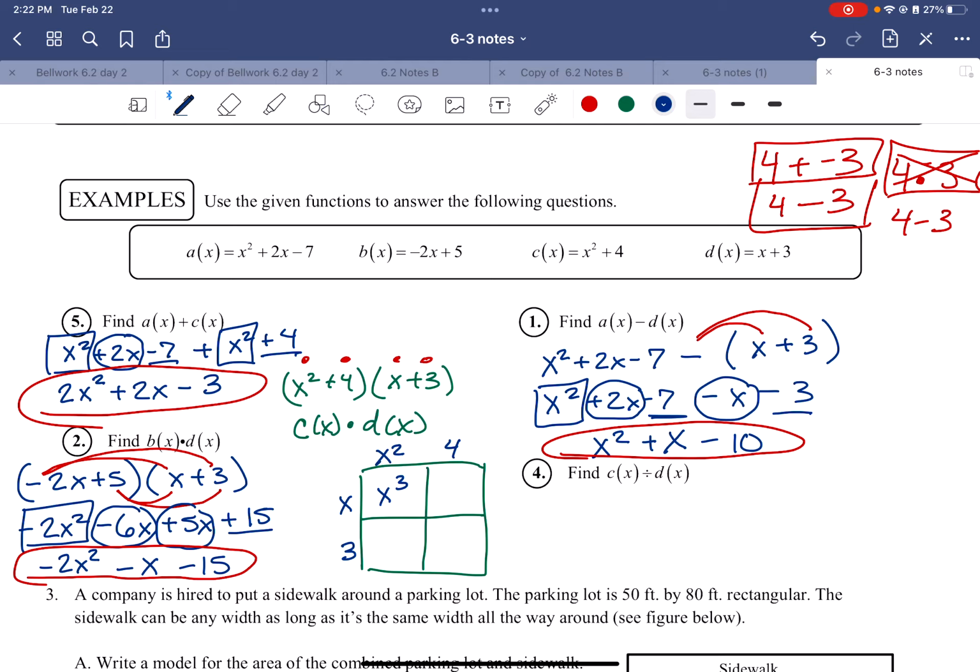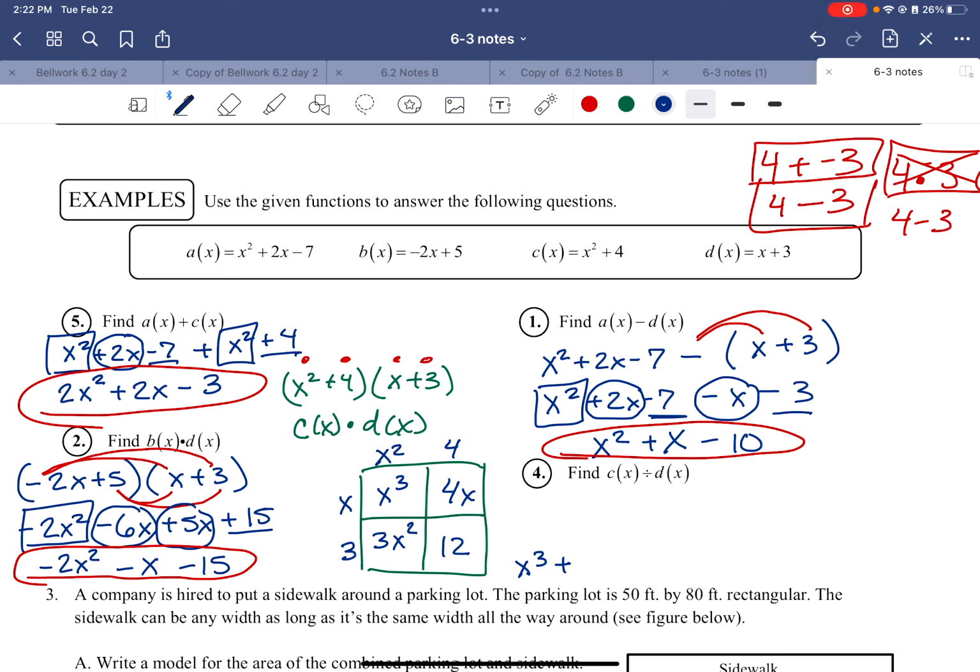In my upper right corner, I have 4 times x, so I have 4x. In my lower left corner, I have 3 times x squared, so that gives me 3x squared. And in my lower right corner, I have 3 times 4, so that gives me 12. So then I go ahead and write my terms. I always start with my term that has the highest power, so in this case, that is my x cubed term. So I'm going to start by writing that first, x cubed.